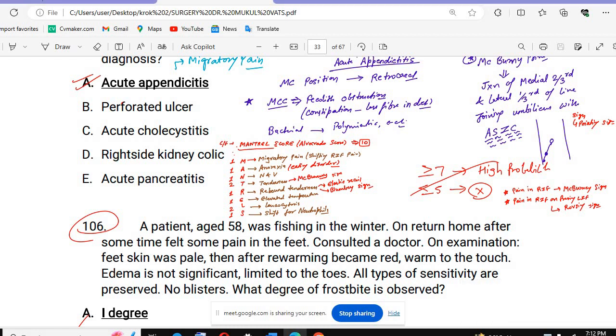If the score is more than or equal to 7, then there is a high probability of acute appendicitis. If less than 5, there is a lower probability of acute appendicitis. Then remember these very important signs, McBurney's sign and Rovsing's sign. If there is pain in the right iliac fossa, that is McBurney's sign. If there is pain in the right iliac fossa on pressing the left iliac fossa, we call that Rovsing's sign. So remember, we got 2 score for leukocytosis and 2 score for tenderness that we already discussed.